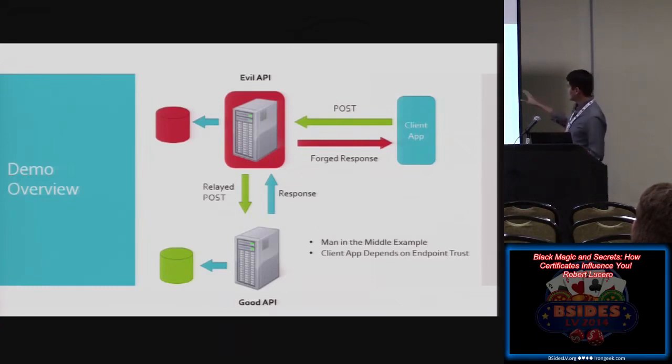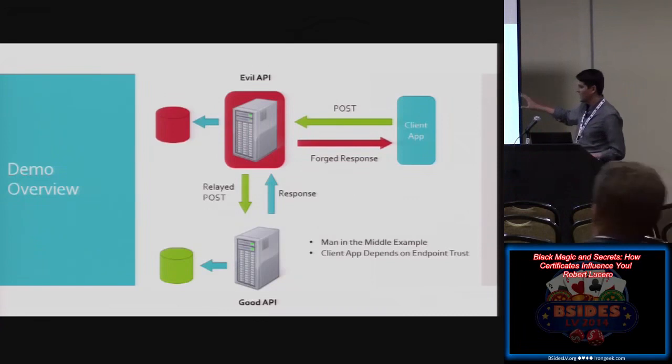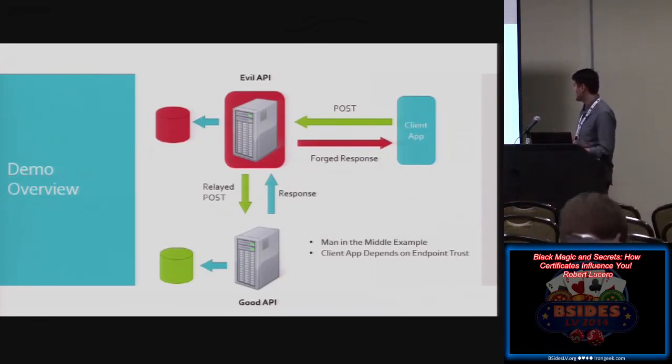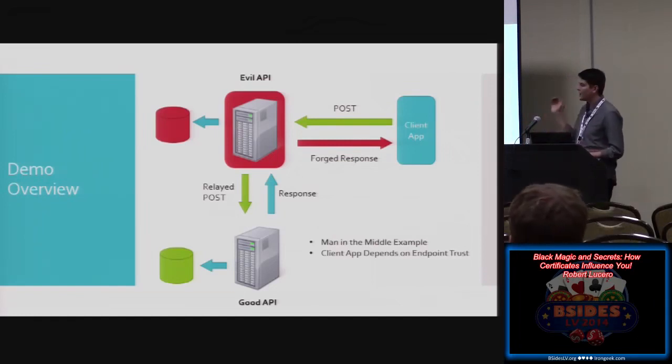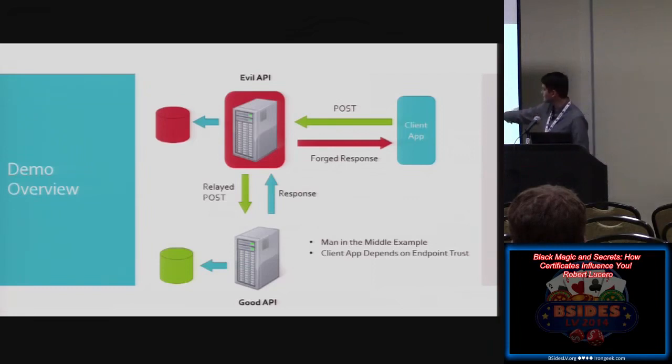And the idea is that for that client application, everything they do, their communication, is dependent on endpoint trust. So in this example, there's no authentication. It's basically talking to an endpoint, and if it's trusted via SSL or HTTPS, it's going to talk to it, and everything's fine. And in this workflow, the client app is posting data to the evil web API. The evil web API grabs the data, stores it, and then relays the data back to the good web API. And the good web API does whatever it was supposed to do, throws back a response.